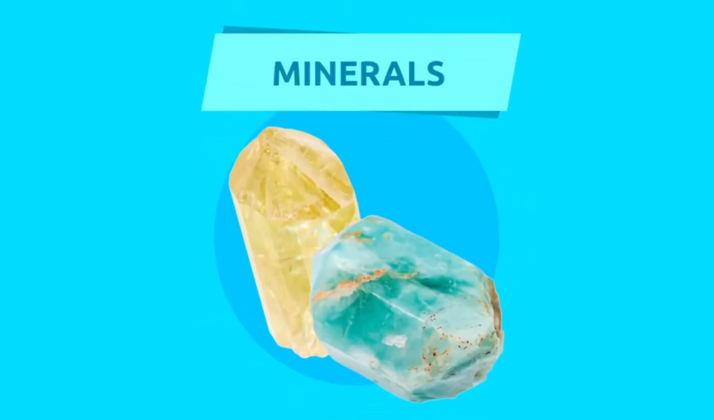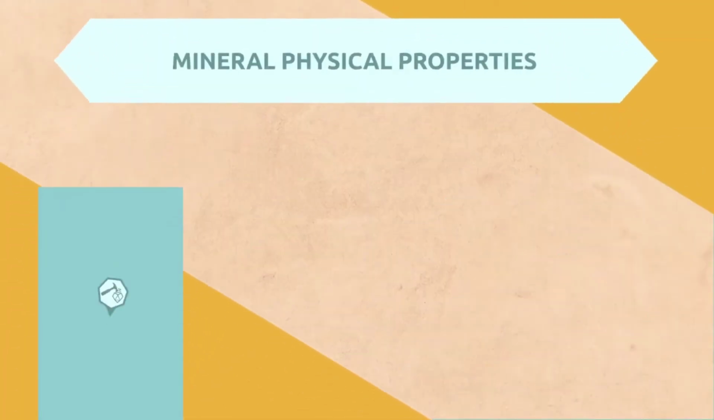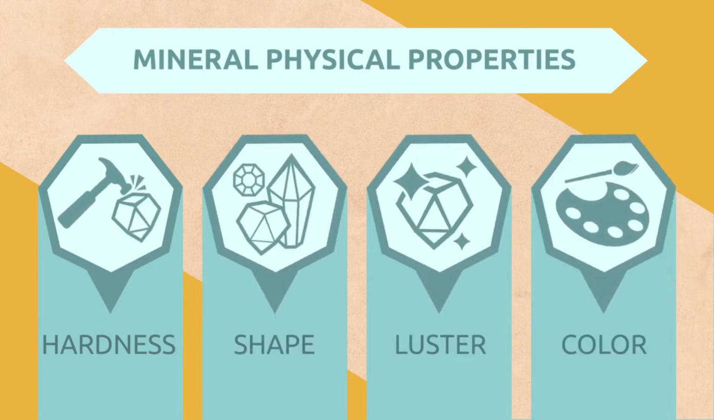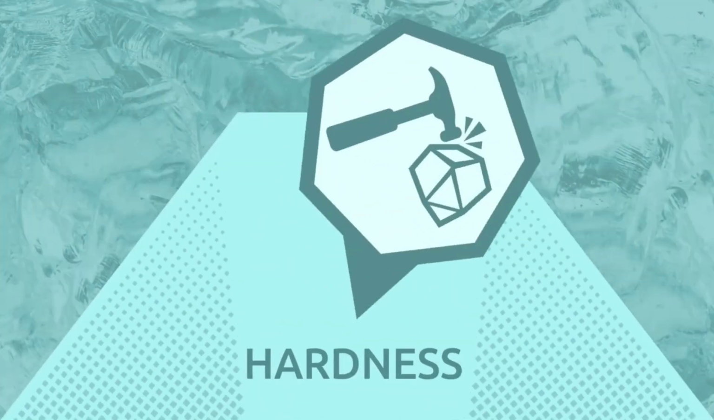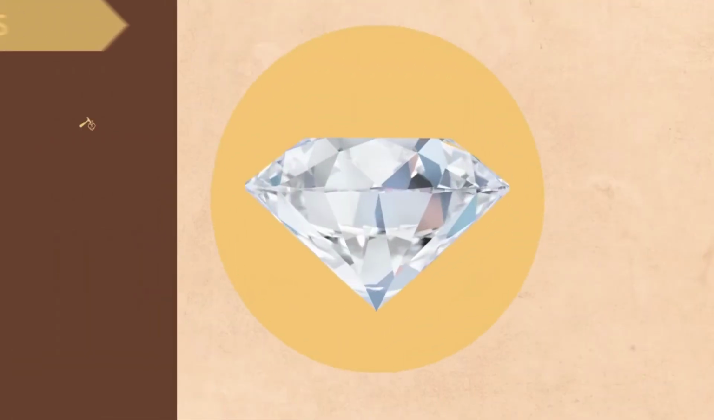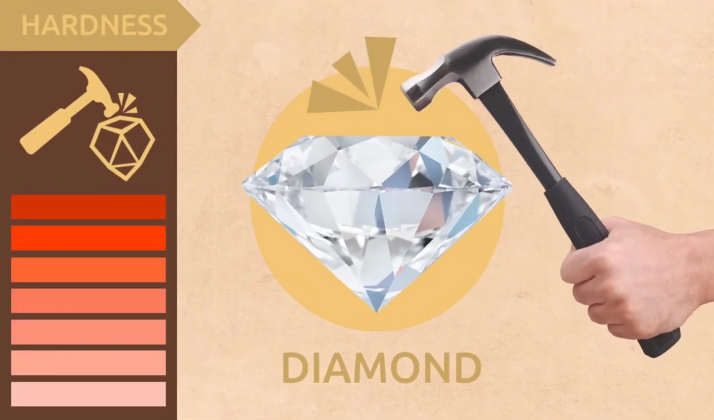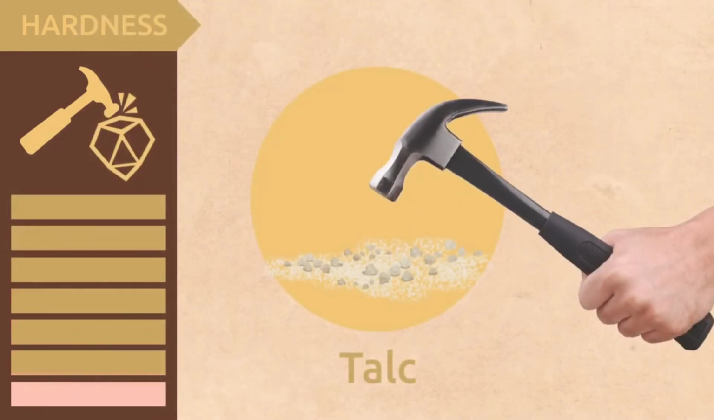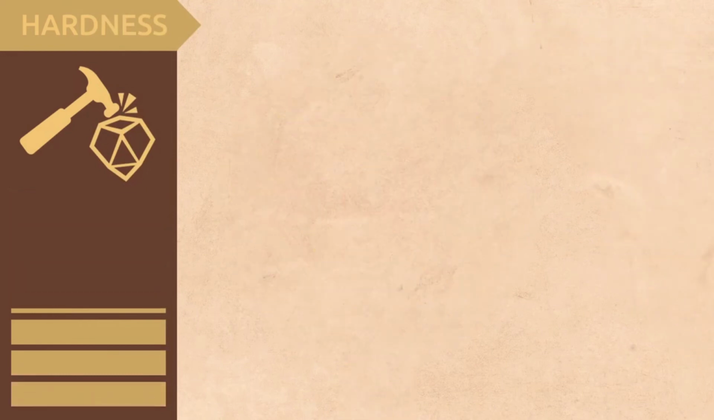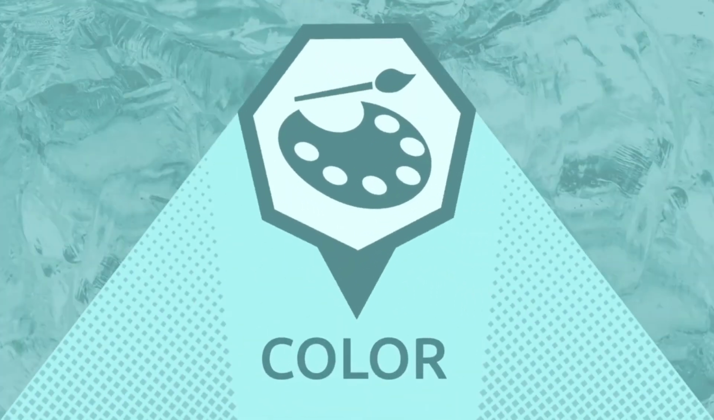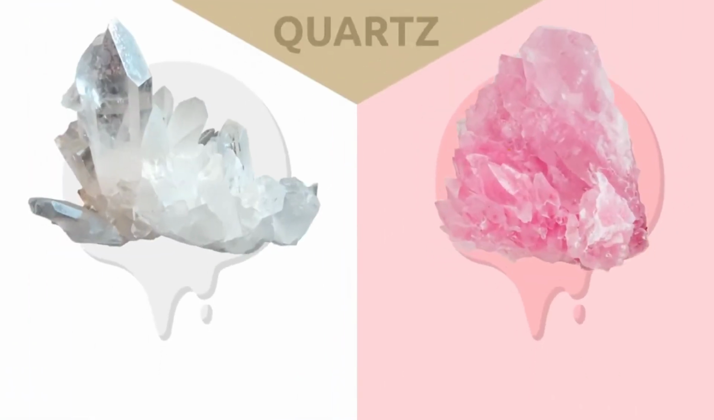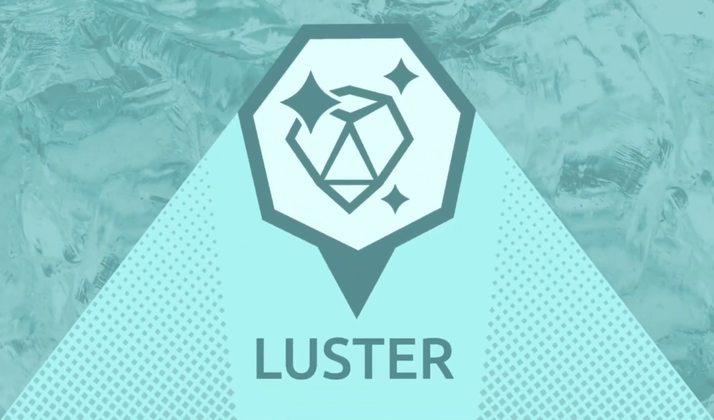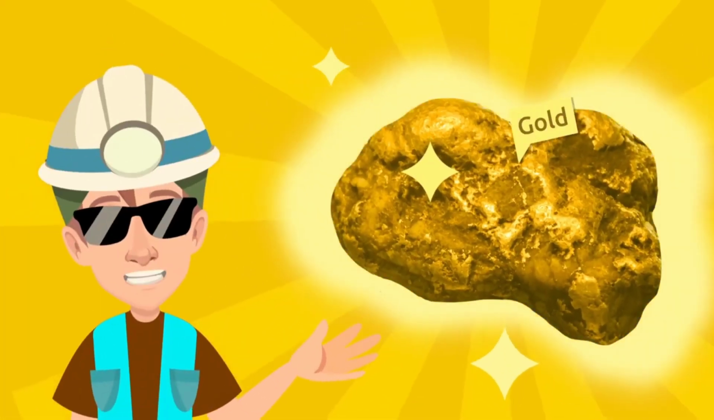Minerals are very different from each other and have important physical properties: hardness, shape, luster, and color. Come with me, I'll show you some minerals. This one here is a diamond, the hardest mineral that exists. This one is talc, the softest mineral. This is a quartz. It can be white or pink. And this is gold, a very shiny material.